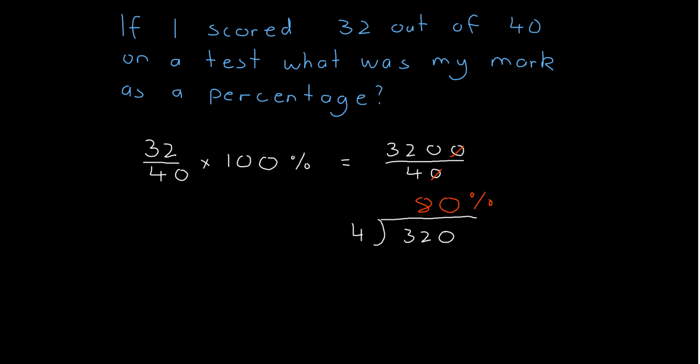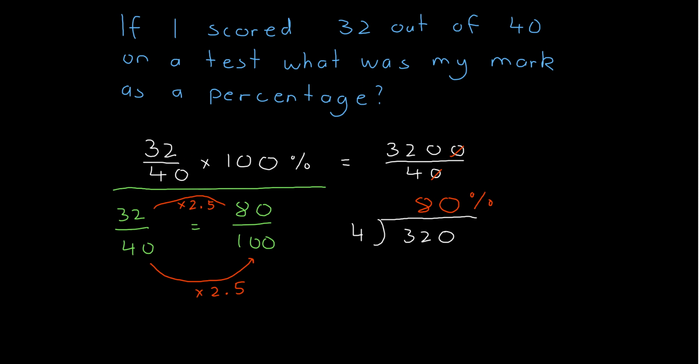And as a bonus, here's another method of doing it. We could have said 40 times 2.5 equals 100, and I can then do the same thing to the top of the fraction. 32 times 2.5 equals 80. So we times the top and the bottom by the same thing, and we've got to times the bottom by something to make it 100. This only works with some numbers. Other numbers it's very difficult to do that with though.